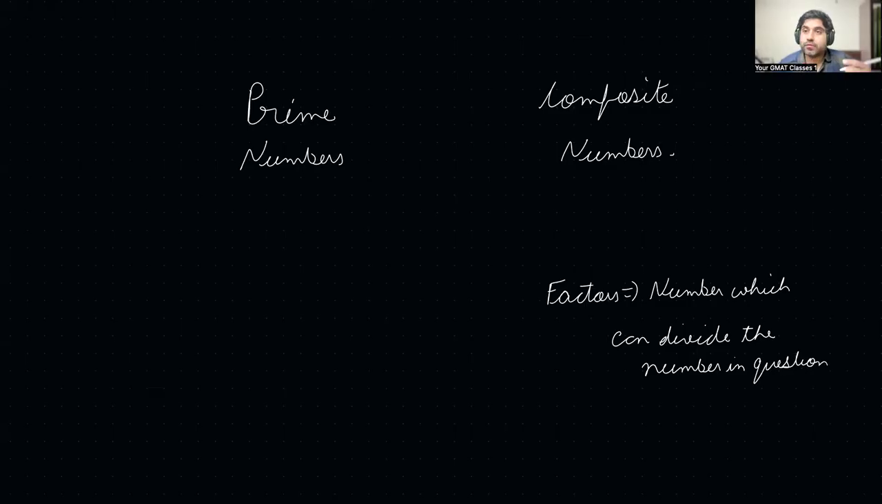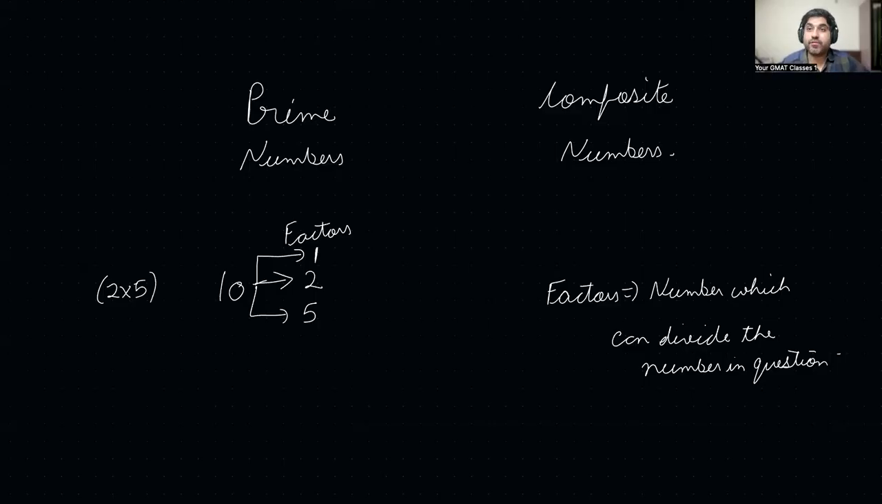Like say for example, we talked about 10. So what are factors of 10 if we have to explore? What are the numbers that can divide 10? We already know 2 and 5 because 10 can be written as 2 times 5, and there are two more numbers. 1 can of course divide any number, so that's why 1 will be a factor of 10. And the number itself can divide any number, so that's why 10 will also be a factor of 10. So 10 has four factors.